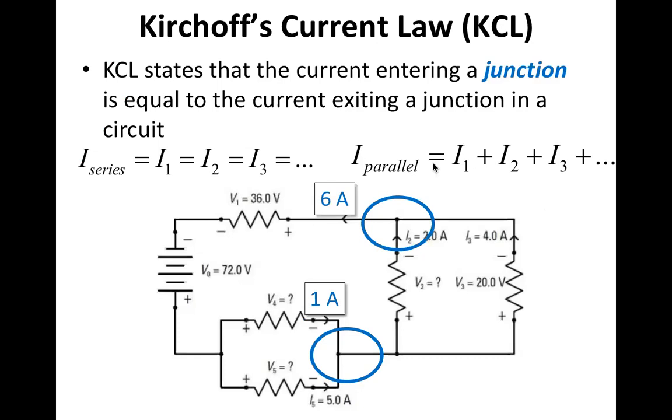So let's say we have 6 amps coming out of here, that was from 4 amps and 2 amps. So 4 plus 2 equals 6. Same thing over here. Well, the 6 amps over here was the same all the way throughout. And we had 5 amps here. So if this was 6 and this was 5, well, this has to be 1.